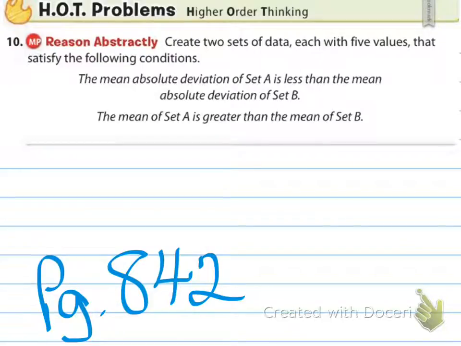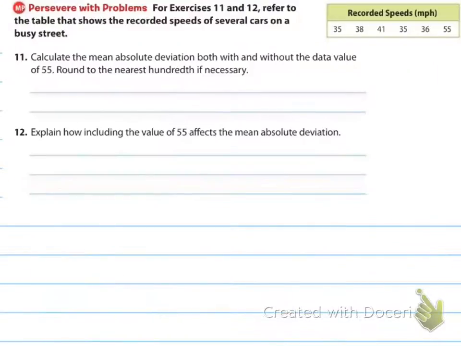It says create two sets of data, each with 5 values, that satisfy the following conditions. The mean absolute deviation for set A is less than the mean absolute deviation for set B. Oh, you know what? Basically, you could use all the numbers from this last one, making set A the comedies and set B the dramas. And if you were doing it the other way around, you'd do dramas as A versus comedies as B. So, yeah. All right, if you'd like some more practice, continue listening. If not, you can stop the video now.